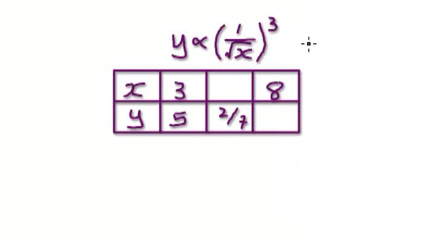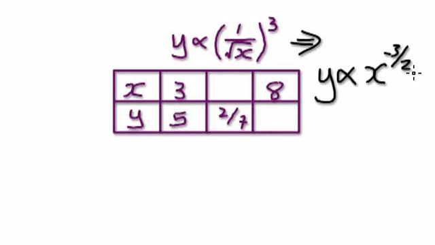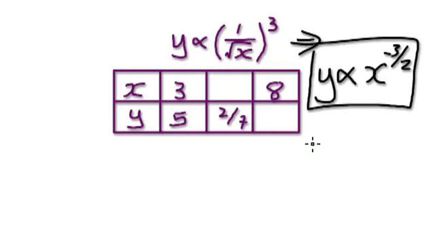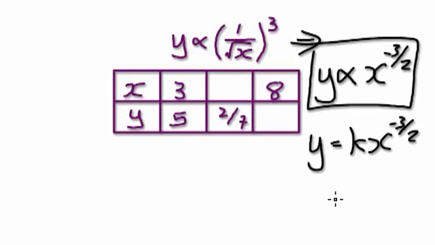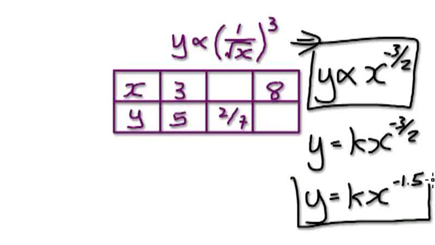Okay, so earlier I showed you that this thing is really the same as y is proportional to x to the power of minus 3 over 2. So the minute you get given this, you can jump to y equals k x to the power of minus 3 over 2. Minus 3 over 2, I'm just going to call it minus 1.5. So this is our equation here.